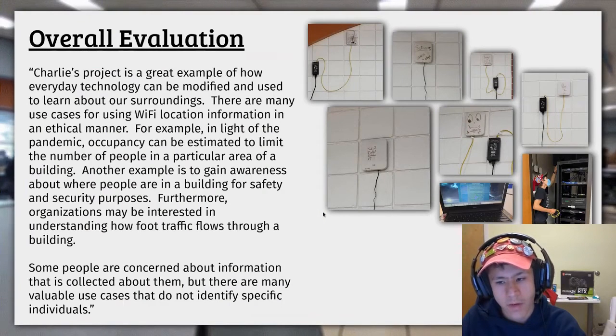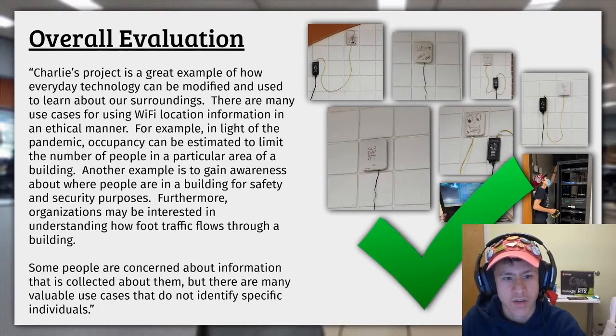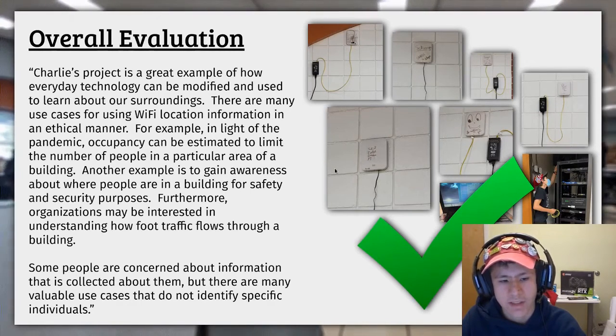For my overall evaluation, I think my project went well. One person said, "Charlie's project is a great example of how everyday technology can be modified and used to learn about our surroundings. There are many use cases for using Wi-Fi location information in an ethical manner. For example, in light of the pandemic, occupancy can be estimated to limit the number of people in a particular area of a building. Another example is to gain awareness about where people are in a building for safety and security purposes. Furthermore, organizations may be interested in understanding how foot traffic flows through the building.